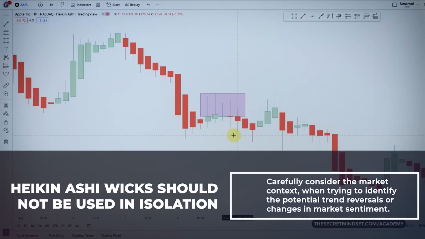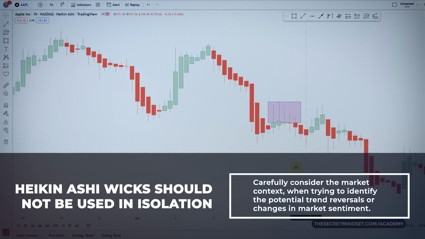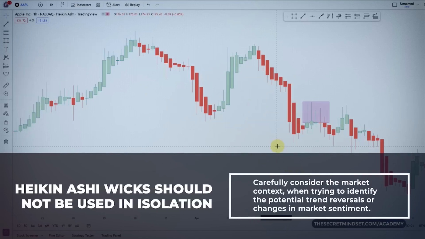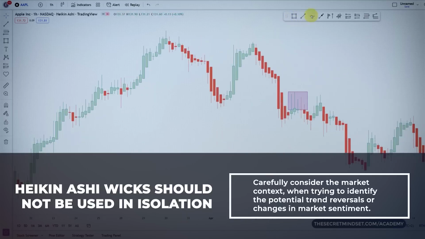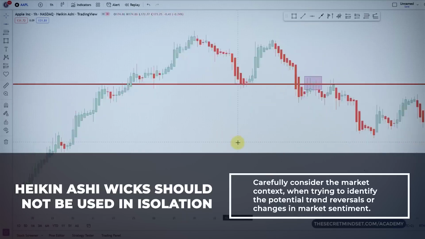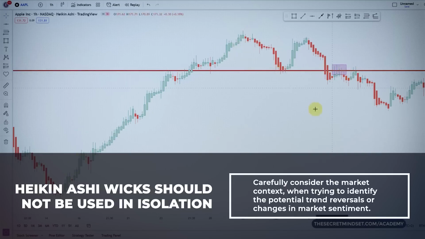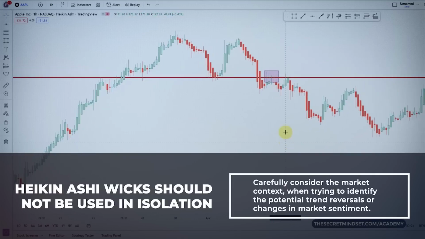It's also important to note that these consecutive wicks in Heiken Ashi charts should not be used in isolation. It's always a good idea to use multiple tools and indicators and to carefully consider the overall market context when trying to identify potential trend reversals or changes in market sentiment.